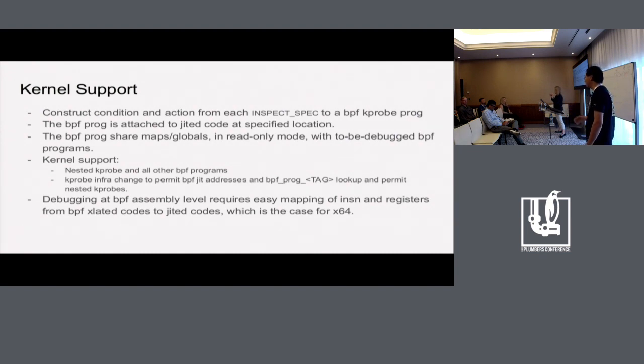And the context is the BPF kprobe, so it gets the registers. It is supposed to get the JIT, basically architecture, all the registers from there. And if JIT actually has a BPF bytecode, has a reasonable correlation, you will be able to go back to bytecode and try to correlate with your conditions. So, for kernel support, we need a nested kprobe.